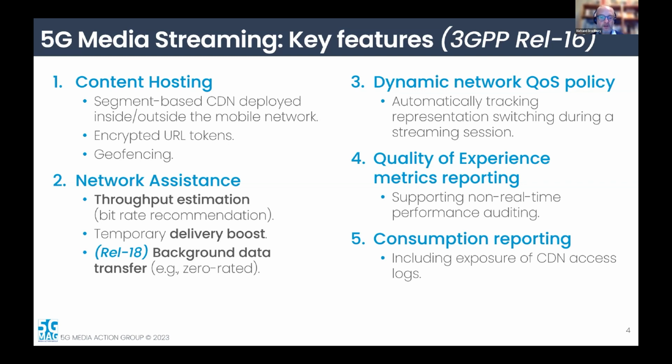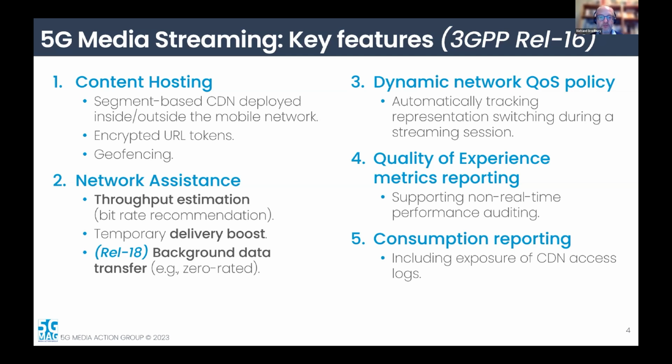Dynamic policies are a third feature, and that allows the application to declare to the network what service operation point it really wants to achieve its current streaming objectives. And that might be set once at the start of the streaming session, or it might vary during the streaming session. And the interaction between the application and the network allows the network to deliver that experience in a more reliable way. And then the fourth and fifth features are to do with reporting.